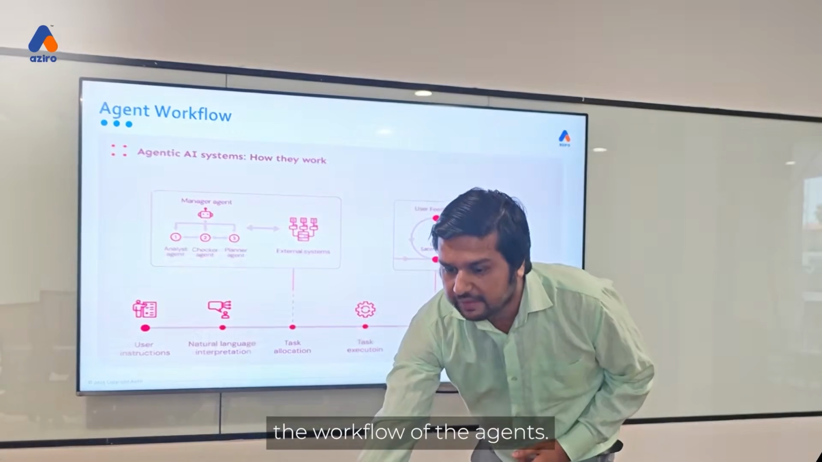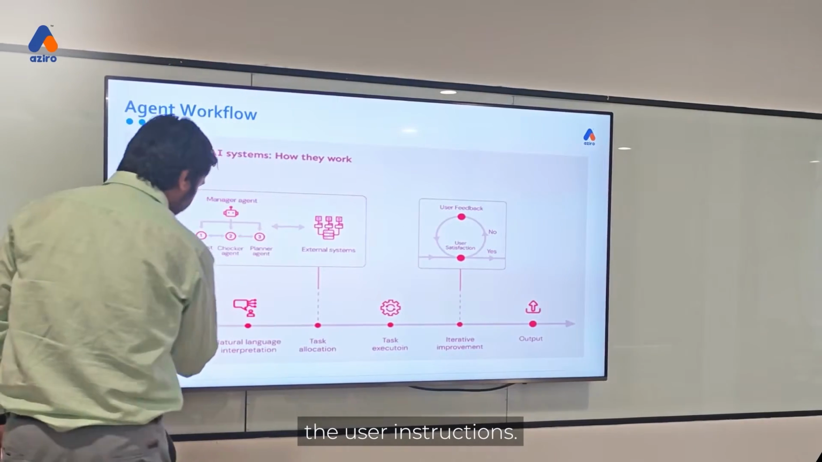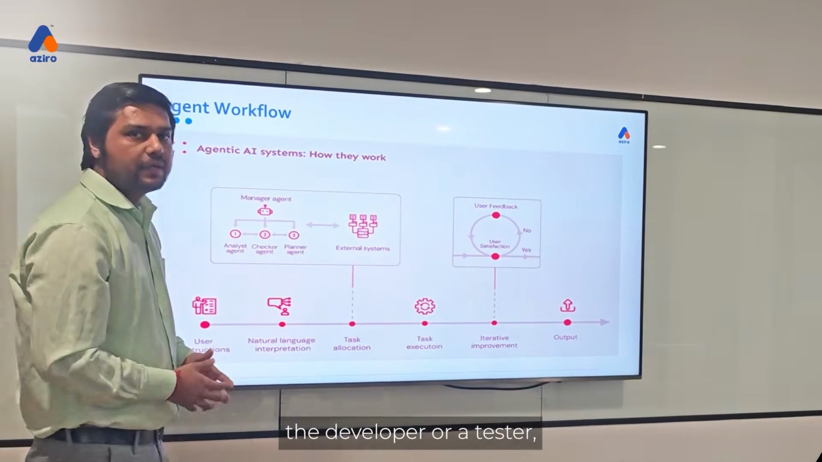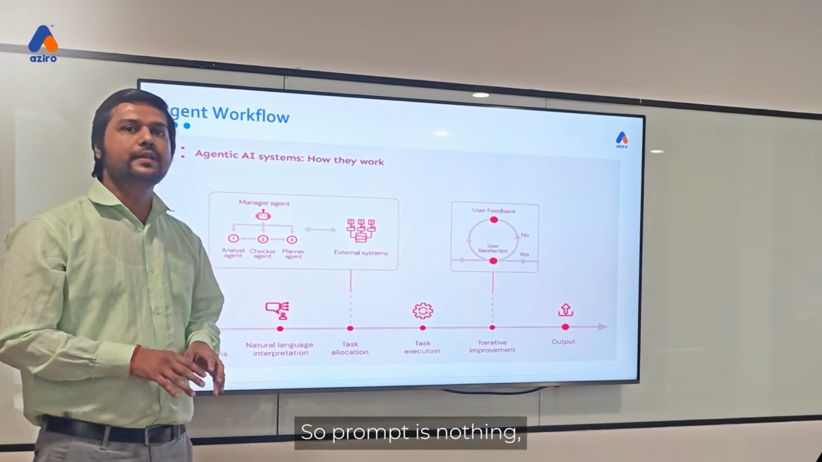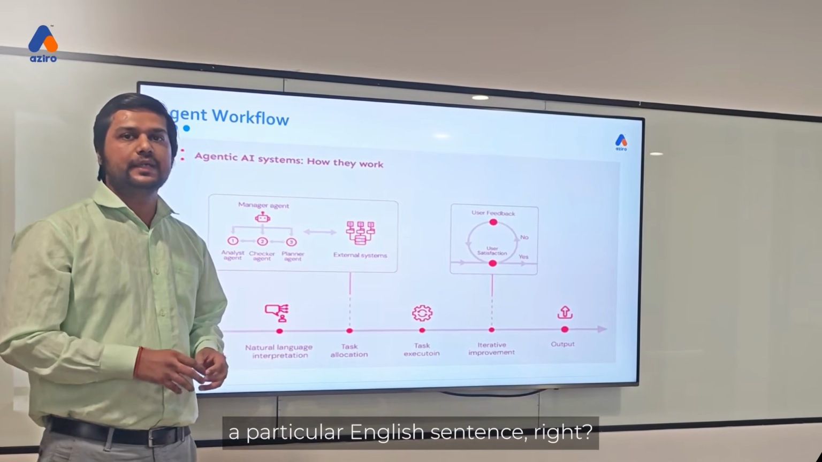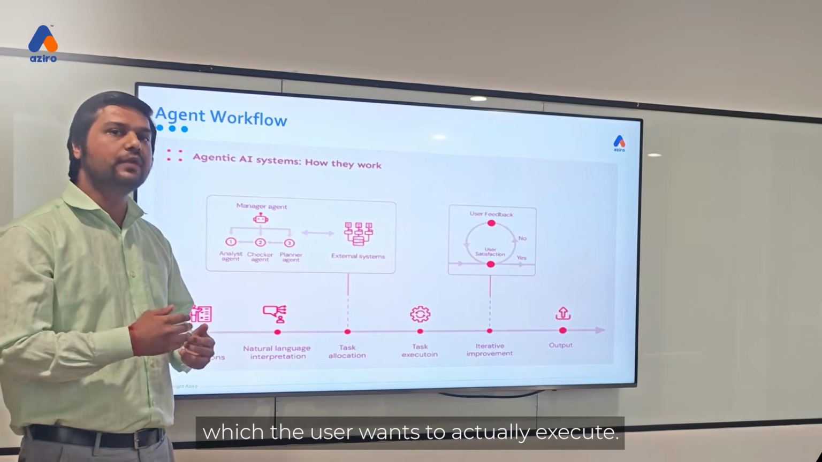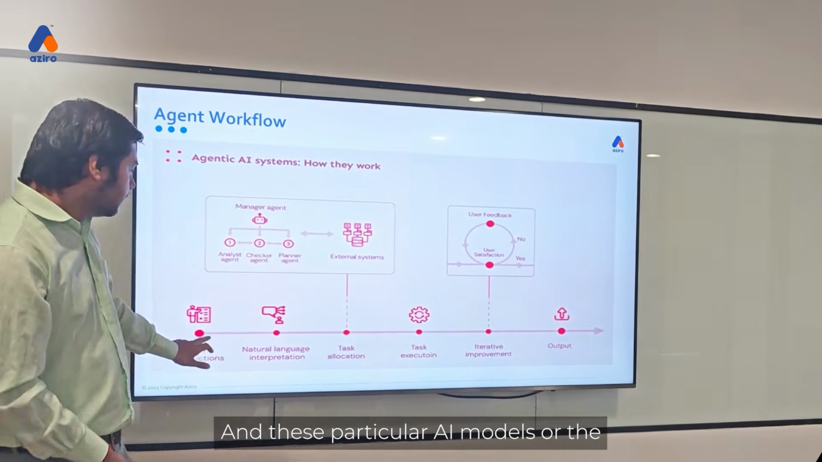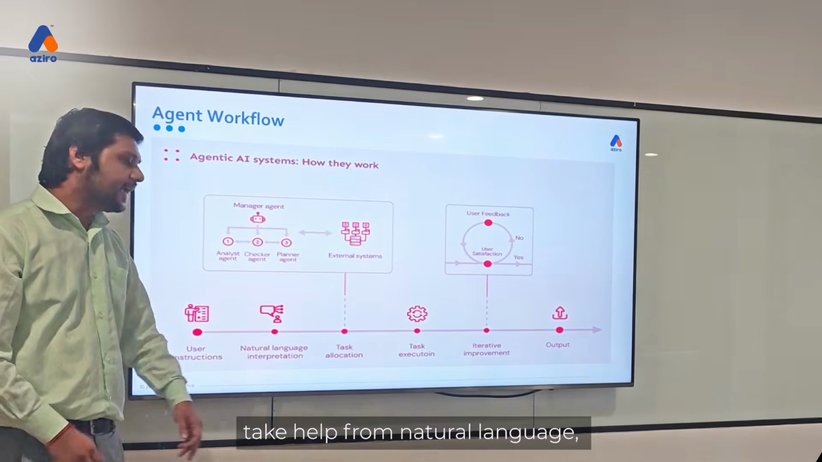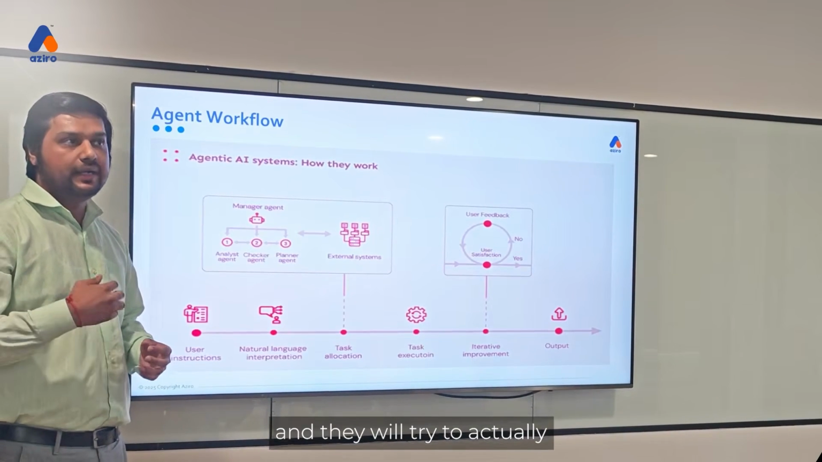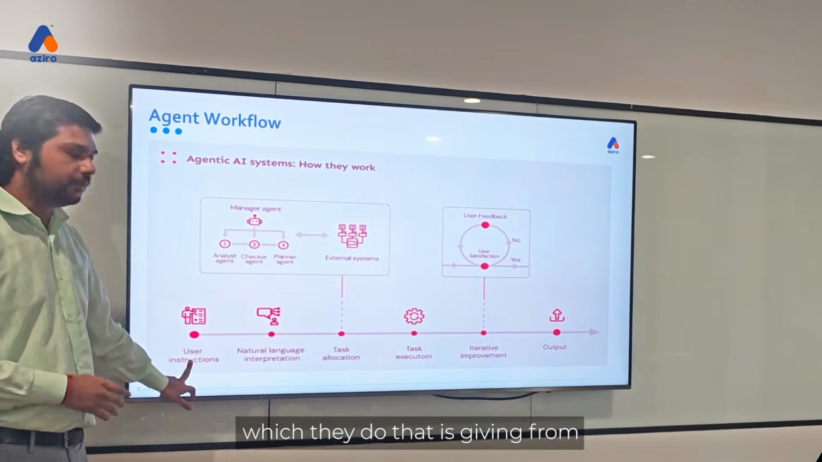Now let's see the workflow of the agents. You can see here, in the starting, the user instructions. As an end user, the developer or a tester, anyone can give the instruction in the form of a prompt. A prompt is nothing but a particular English sentence which the user wants to execute, and these AI models or AI agents will take help from natural language processing, and they will try to interpret the commands which the user is giving as an instruction.